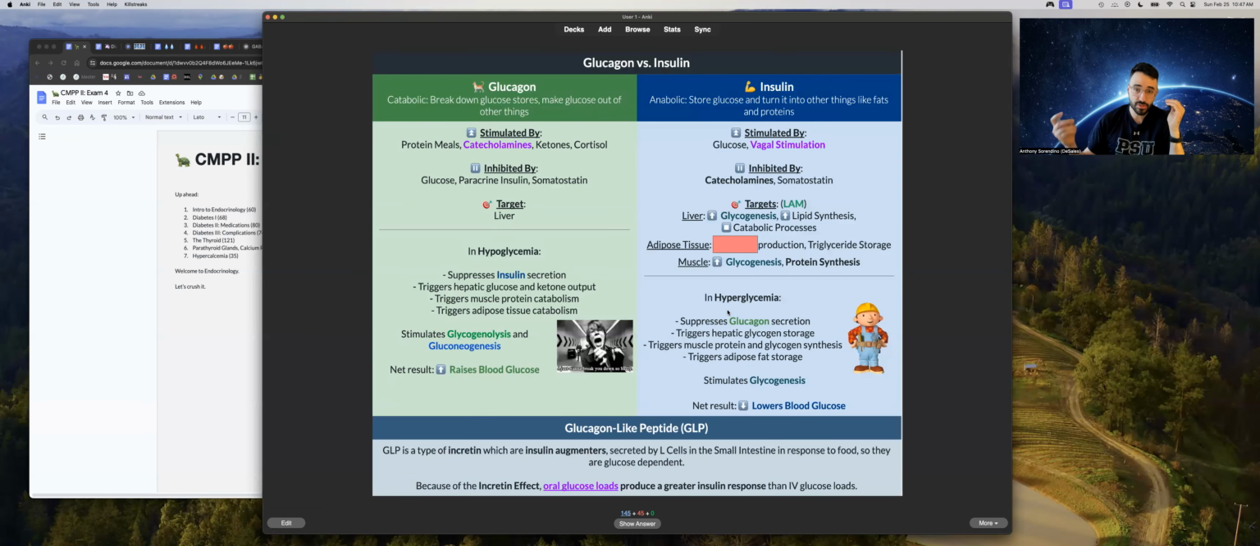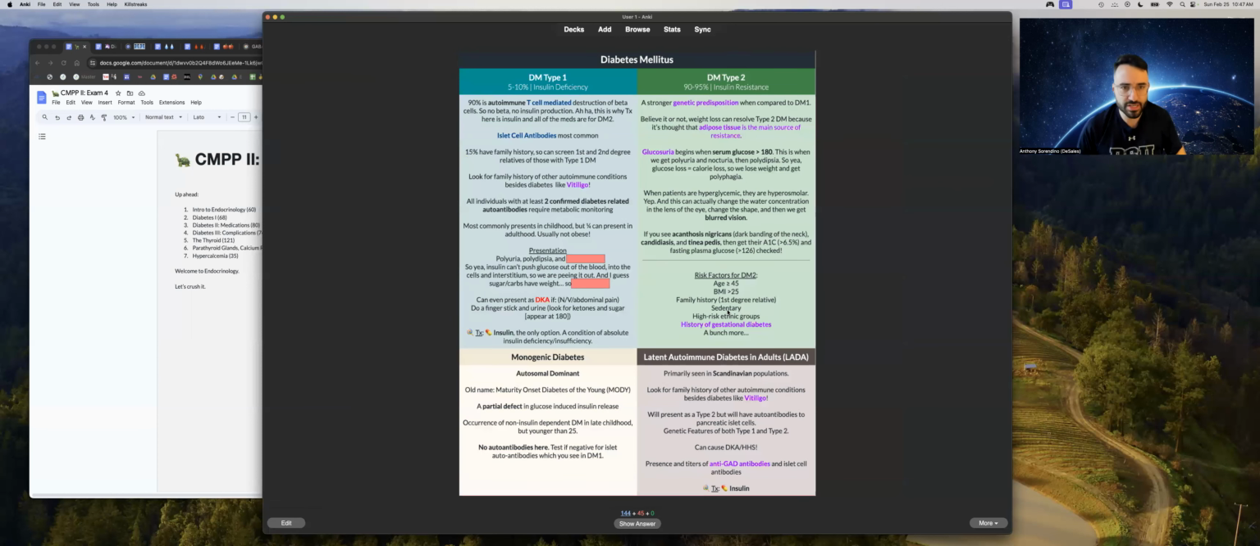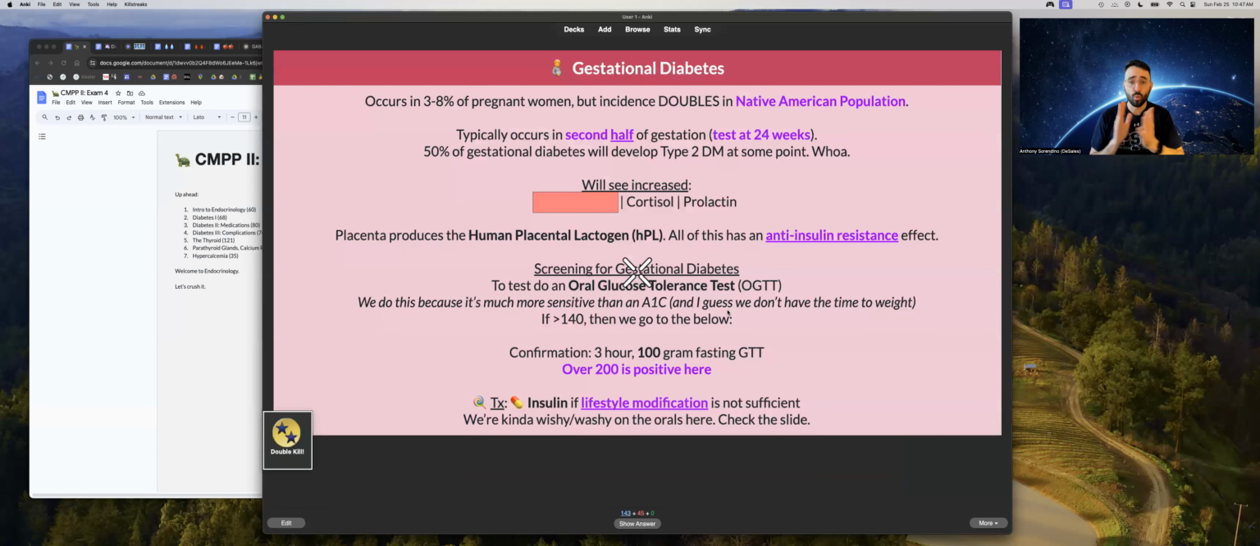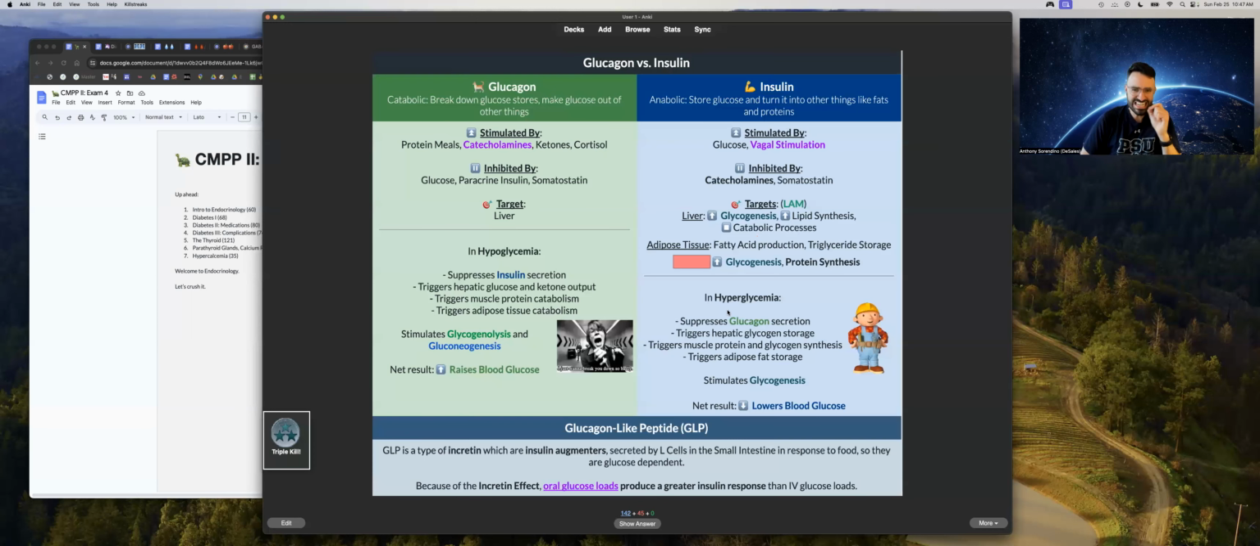Adipose tissue, this is targets of insulin. This is going to be just lipid production, or is it fatty acid production? Fatty acid production. All right, presentation of DM type 1, polyuria, polydipsia, probably weight loss is on there. Yep, that's a big one. We'll see increased progesterone, cortisol, prolactin for gestational diabetes. Insulin, what's the third target? It spells LAM, so it's muscle.